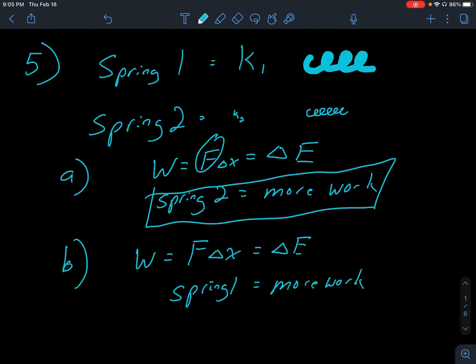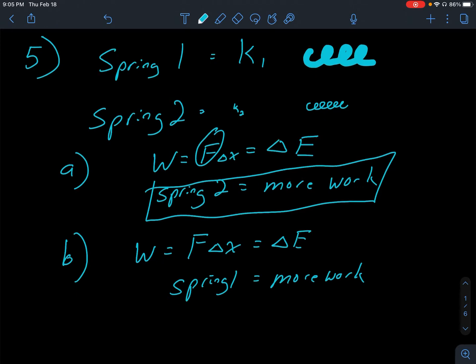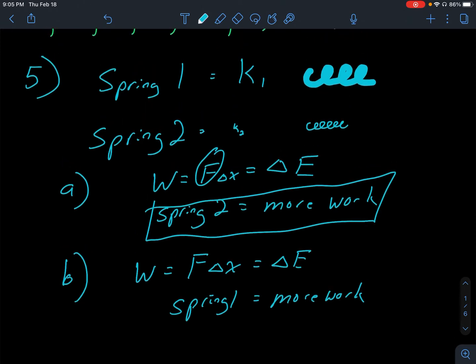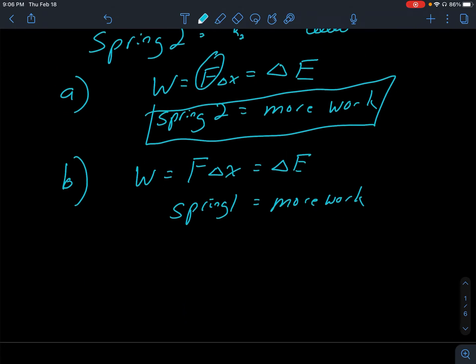If you look in the Giancoli solutions, they go through like a derivation. I think it's a little bit easier just to think in terms of conceptual, but for those math folk that are more algebra based or calc based or pre-calc or however you want to look at it, feel free to look at the Giancoli solutions.